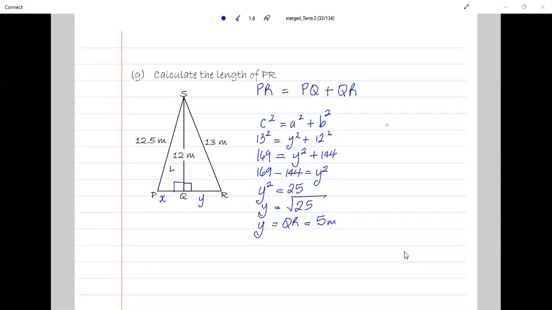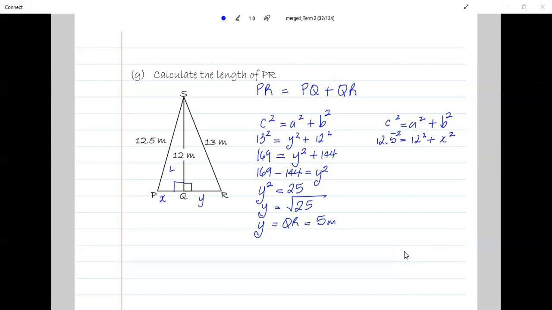So Pythagoras Theorem says C squared is equal to A squared plus B squared. This is the Pythagoras Theorem formula. In the Pythagoras Theorem formula, C is the hypotenuse and A and B are the other two sides. In the triangle to the left, the hypotenuse is 12.5. So 12.5 squared is equal to 12 squared plus X squared.